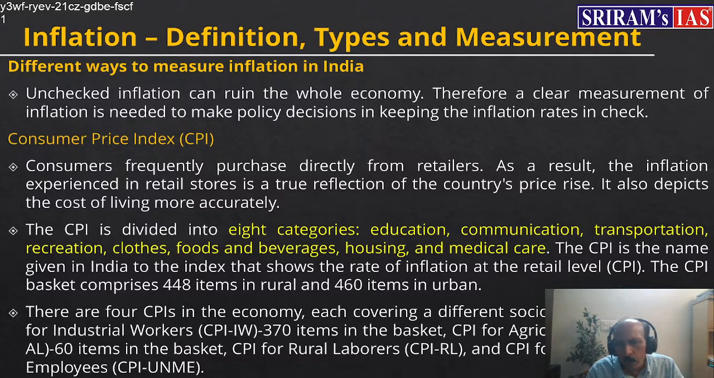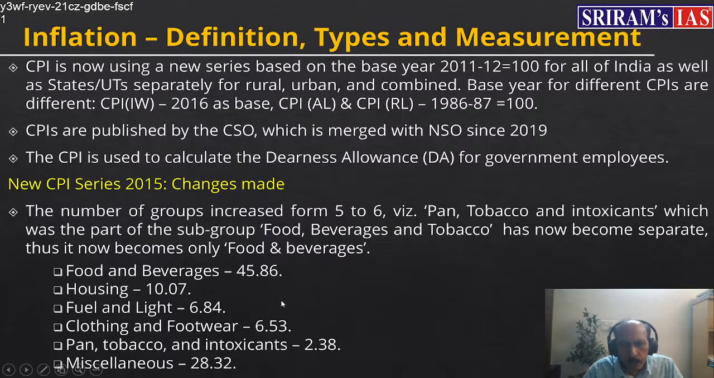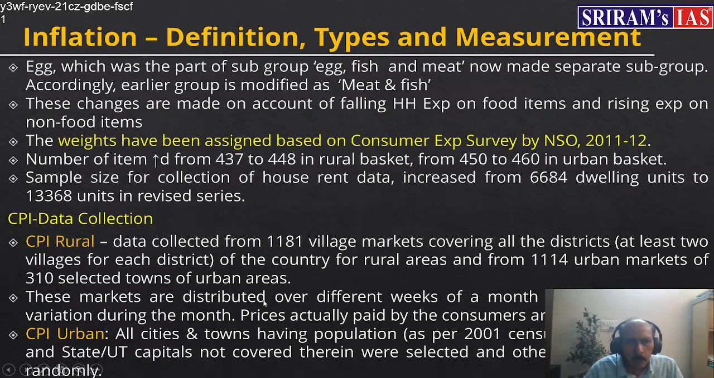Because CPI is computed separately for the urban areas and separately for the rural areas, the basket is slightly different. For rural areas, the basket is 448 items. The urban areas basket is slightly more, 460 items. When we collect the prices from various markets, for rural areas we select 1,181 villages, markets, covering all the districts of the country.